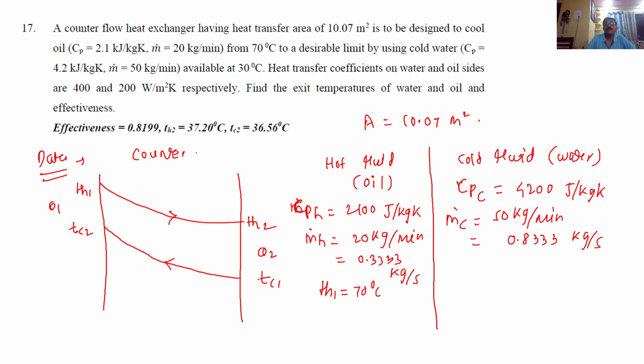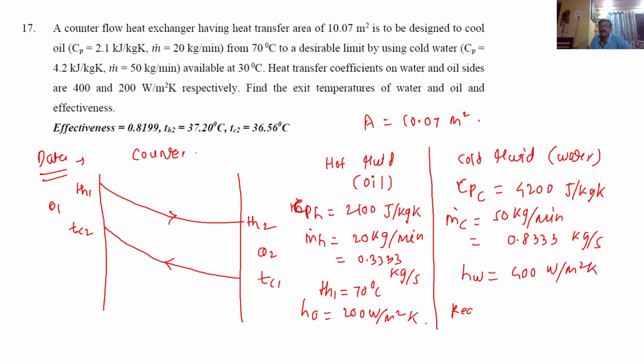Now the heat transfer coefficient on the water side, that is HW. On the water side, nothing is given as inside and outside, so I will use the notation water and oil only. HW is equal to 400 watt per meter square Kelvin, and H of oil is given as 200 watt per meter square Kelvin. Find the exit temperature of water and oil.